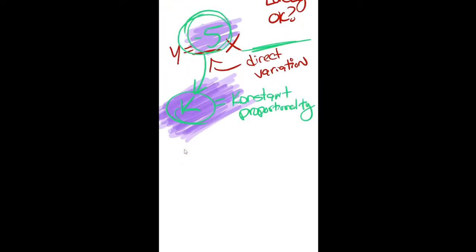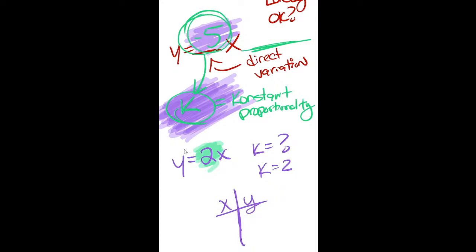Let's have a look at a couple of these. So here, let's just work on while it's still in our view. y equals 2x. What is k? k is 2, because k is the number that y is increasing by. Take a look. When x is 1, y is 2. When x is 2, y is 4. When x is 3, y is 6. This stuff is increasing by 2. And 2 is what k is. Okay?